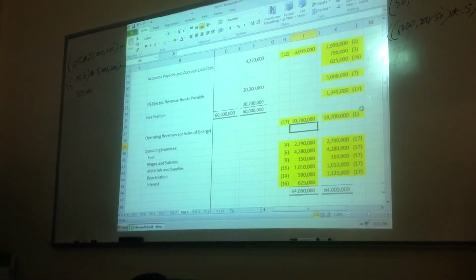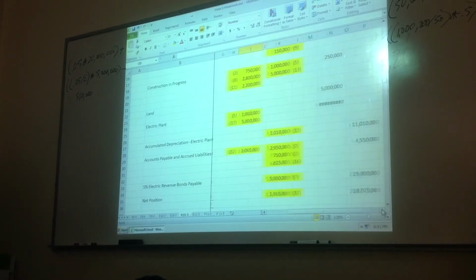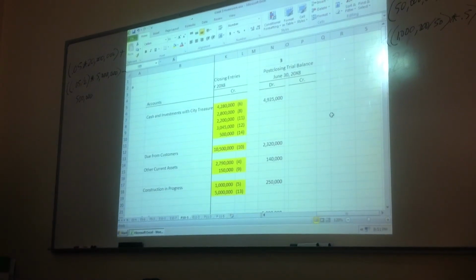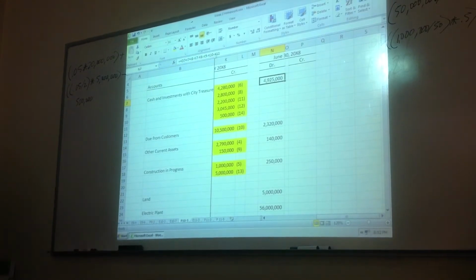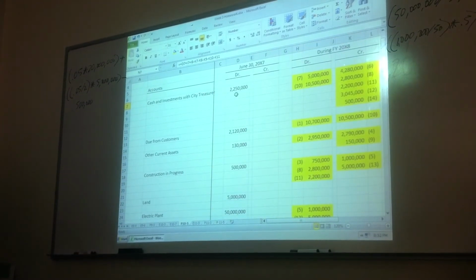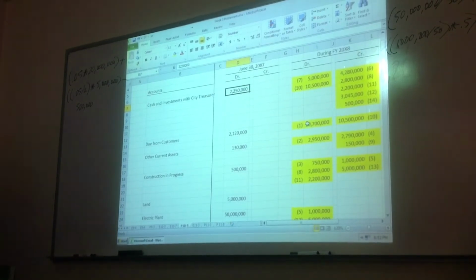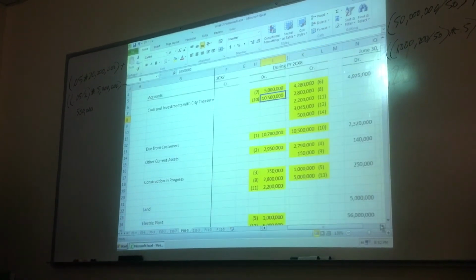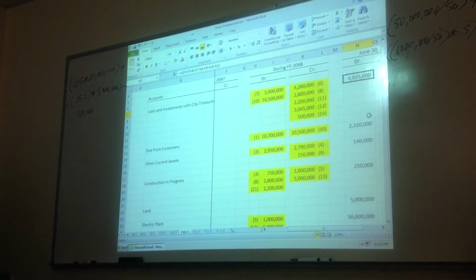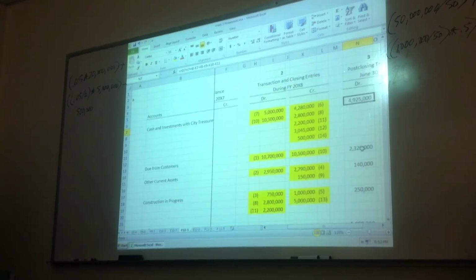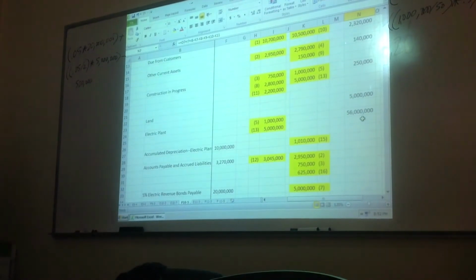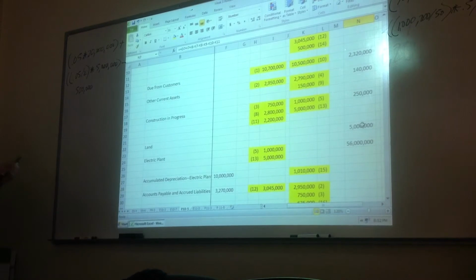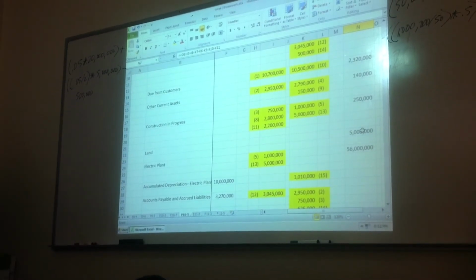Okay, all right. Next column. Next column is just addition. You're just adding up all of the entries that you've made. So for cash, you have $2,250,000 plus $5 million plus $10.5 million minus all these pieces gives you $4,925,000. Same thing you would do with any other trial balance. You have your beginning number plus or minus whatever change gives you your ending number.